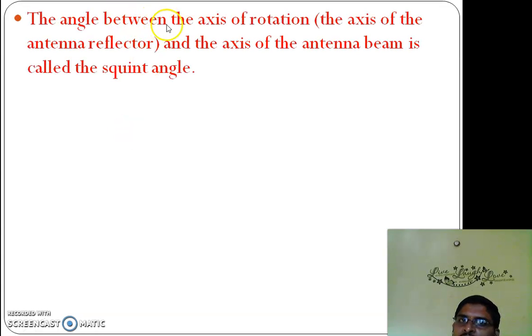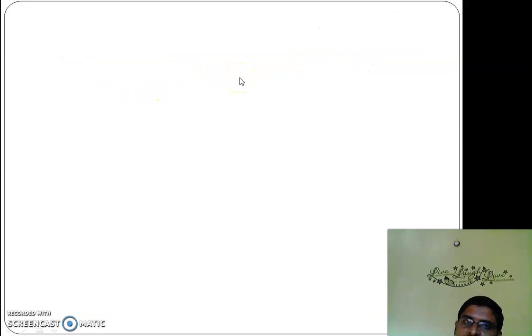The angle between the axis of rotation, that is the axis of the antenna reflector, and the axis of the antenna beam is called the squint angle. That is called the squint angle.